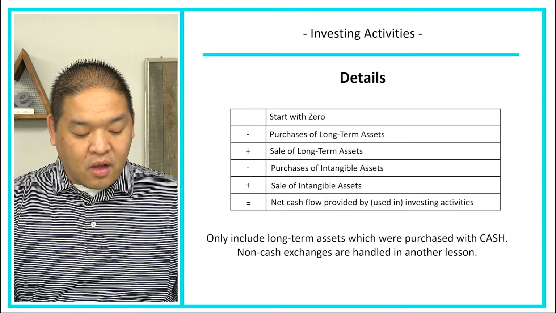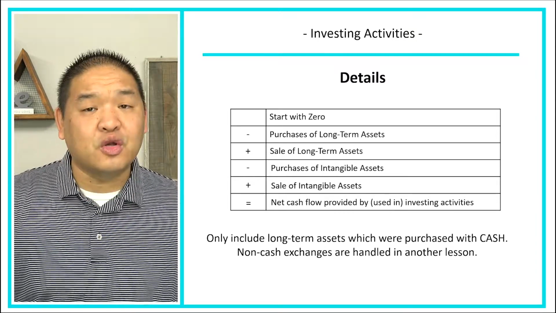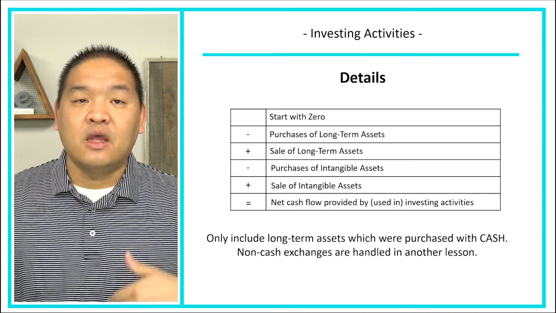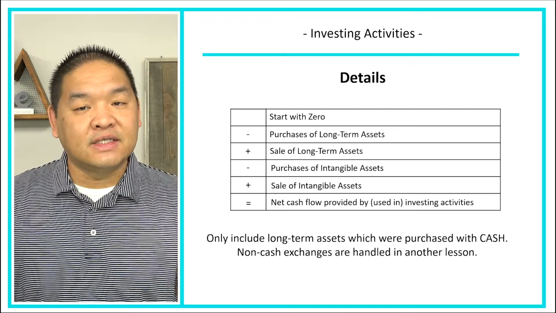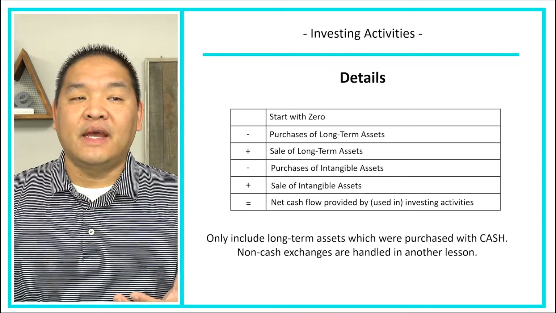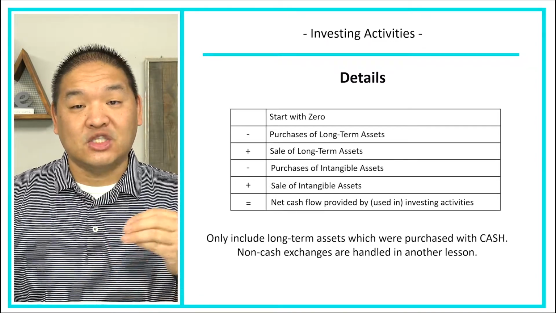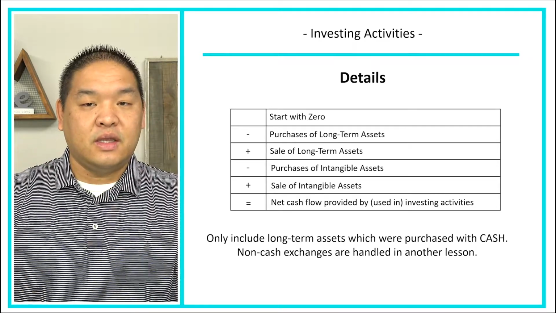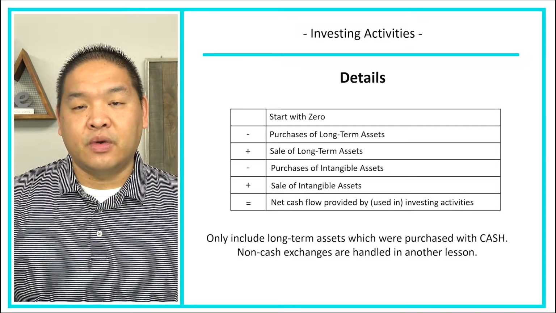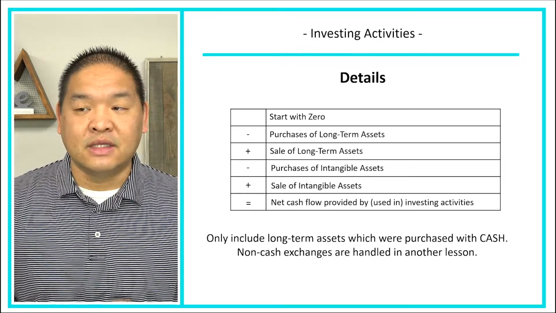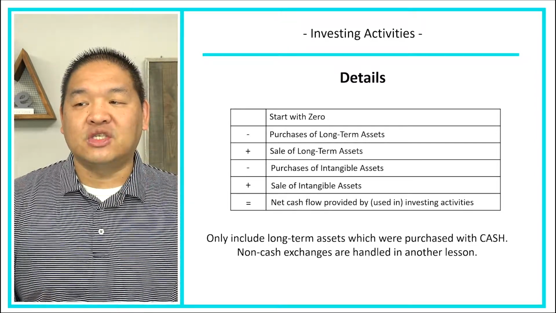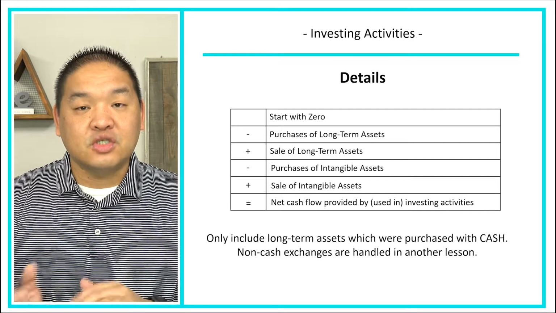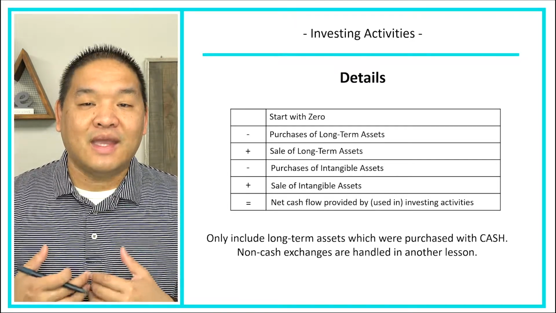Now, we only include long-term assets which were purchased with cash. So if we don't purchase a long-term asset with cash, then it doesn't go here. We might take a loan in exchange for an asset. There's no cash exchange, so that wouldn't go here. But we do have another section where we're going to put it, which we'll talk about in another lesson. So non-cash exchanges are handled in another lesson. We're only looking for investment purchases and sales that have to deal with cash.